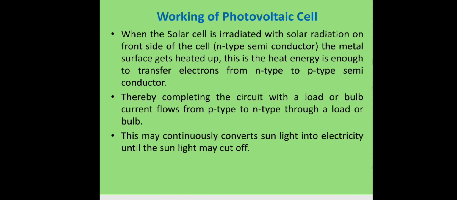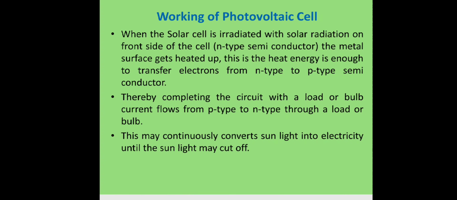Now, the working principle of the photovoltaic cell. When the solar cell is irradiated with solar radiation on the front side of the cell, the metal surface gets heated up. This heat energy is enough to transfer electrons from the n-type to the p-type semiconductor. Therefore, by completing the circuit with a load or bulb, current flows through the load or bulb. This continuously converts the sunlight into electricity until the sunlight is cut off.